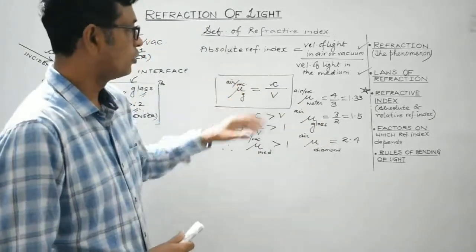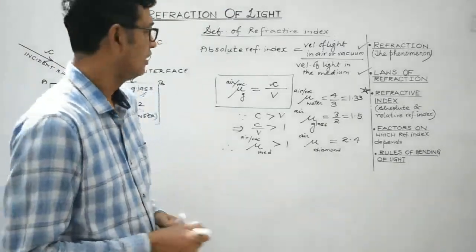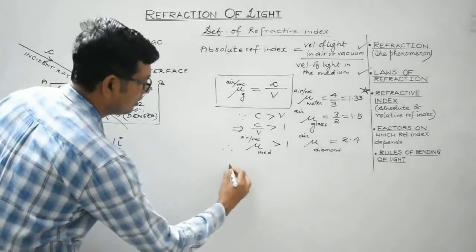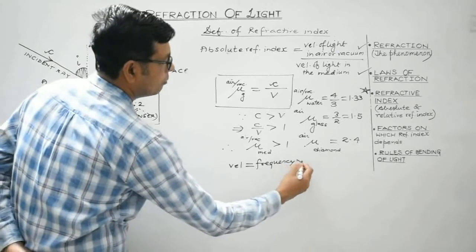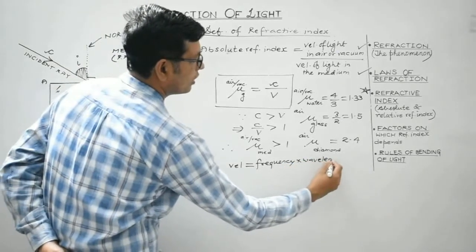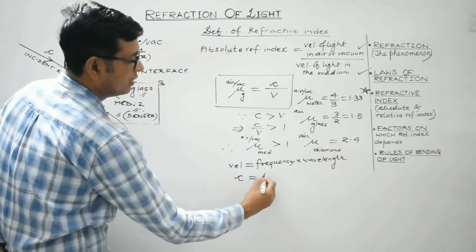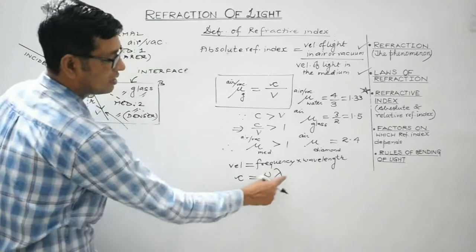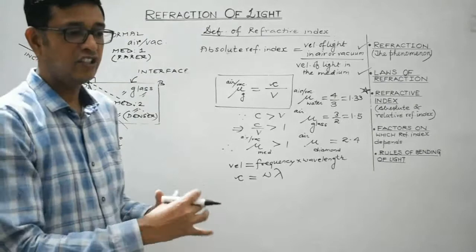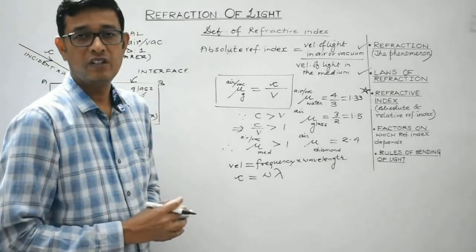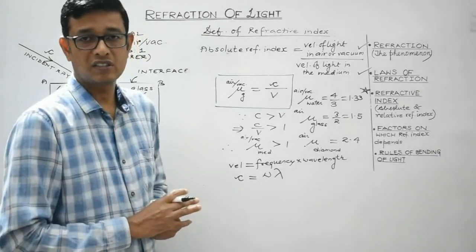Now this absolute refractive index may also be defined in terms of the wavelength. We are all aware of this particular formula, isn't it? We know that velocity is equal to frequency multiplied by wavelength. So velocity, in case of air, c, is nu into lambda. Lambda stands for wavelength. As we are aware, frequency indicates the energy of the radiation, E equals h nu. So basically energy remains constant, isn't it?